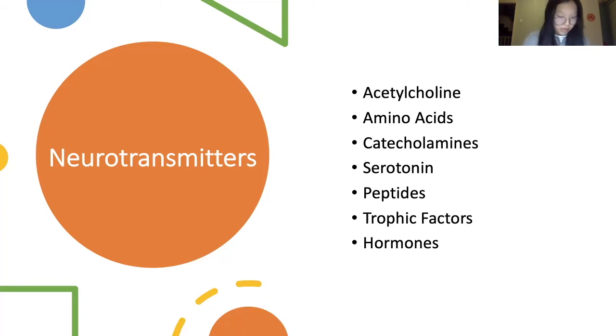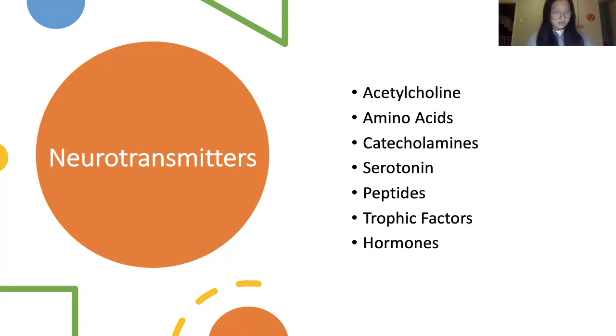Next up, trophic factors. They are substances that are necessary for the development, function, and survival of specific groups of neurons. Basically, they ensure the survival and maintain good health of the neurons. One example, which you're going to learn about later, is called nerve growth factor, NGF for short. It's a type of trophic factor.